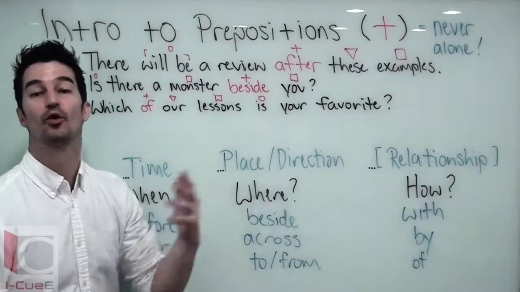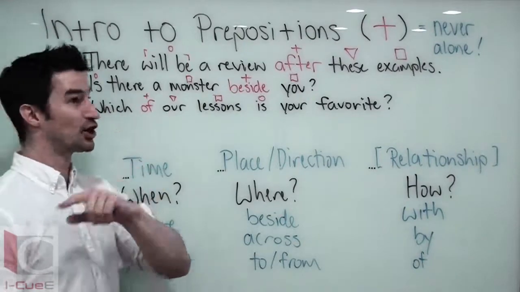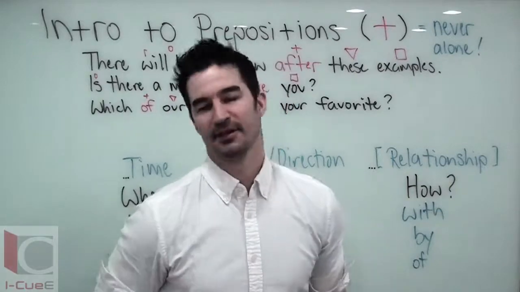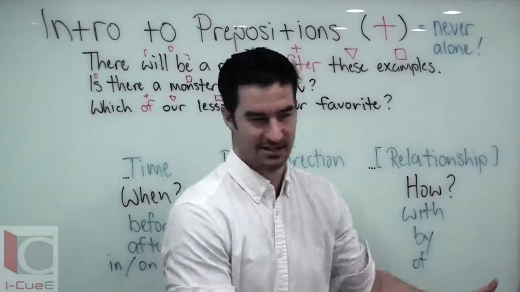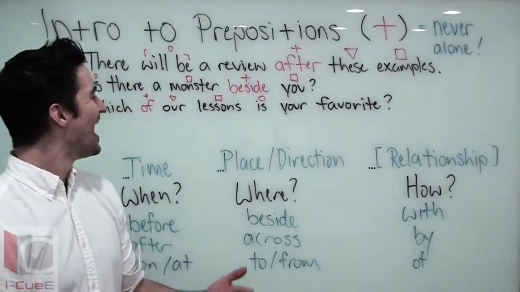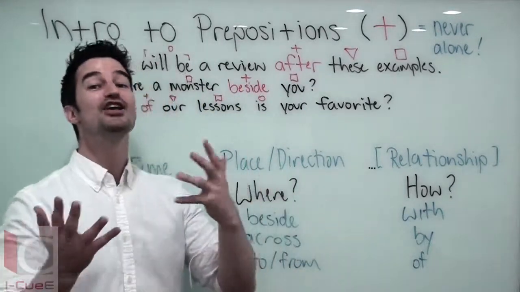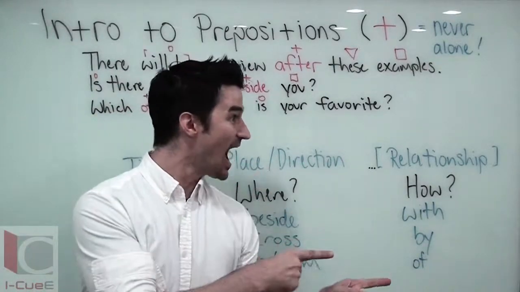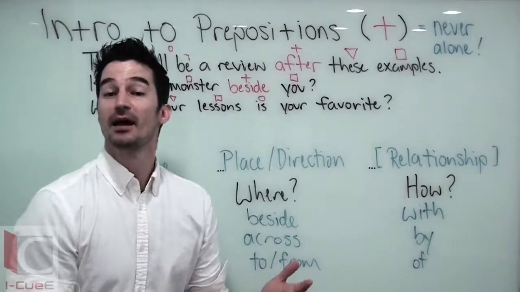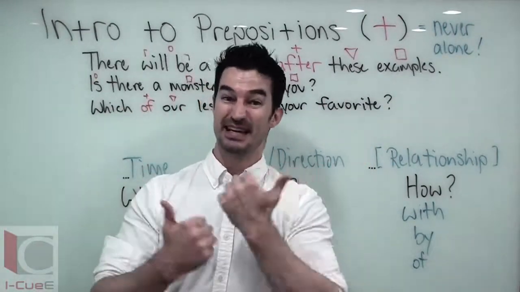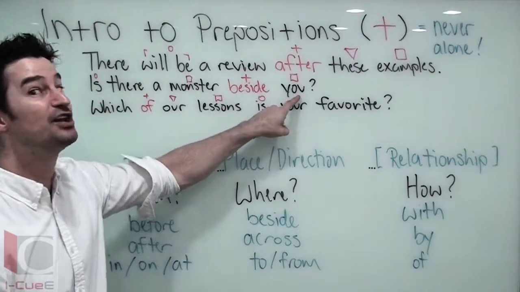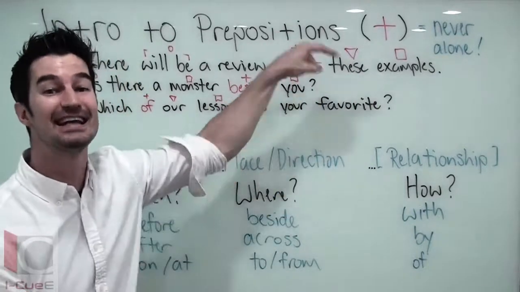Place and direction, or where. So, is there a monster beside you? There's not one beside me. I'm here like, you know, there's no monsters. But you could look beside or the other side, and there's still no monsters. But just know that beside could be either side, but this is our preposition, right? Beside, and you is the pronoun connected to this preposition.